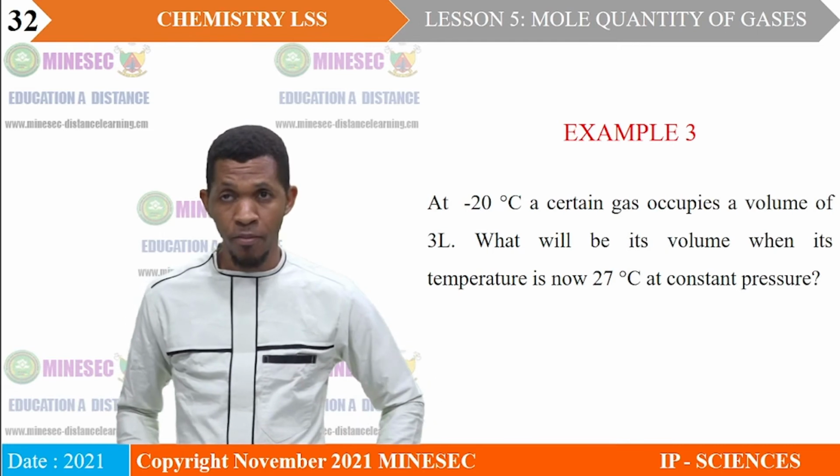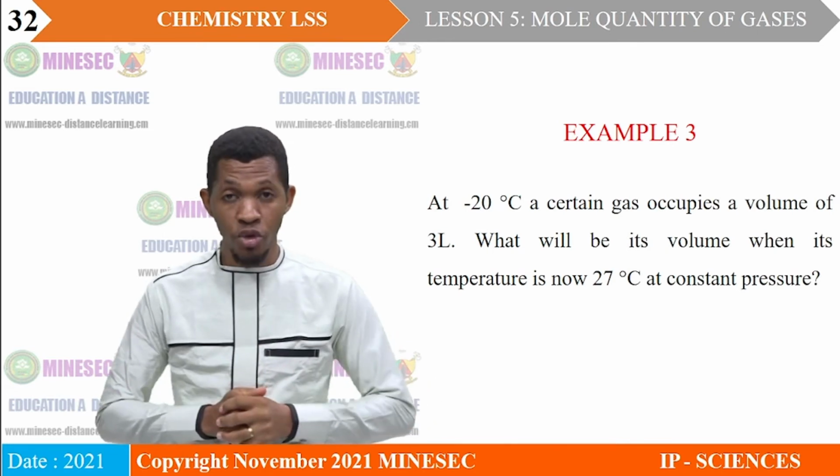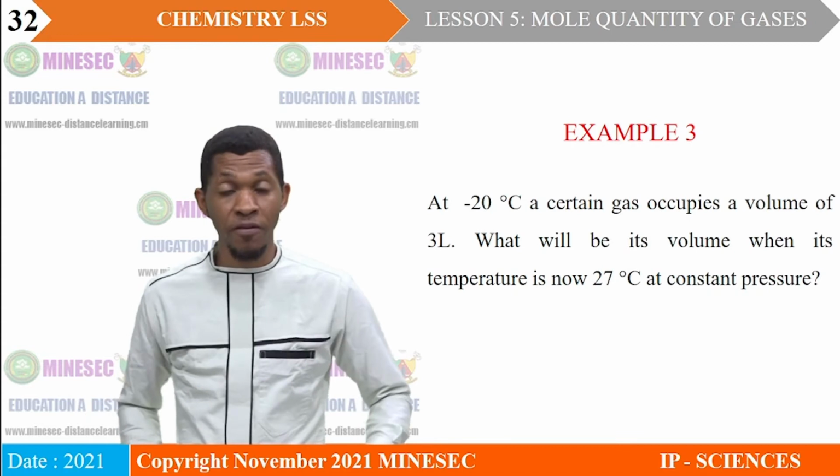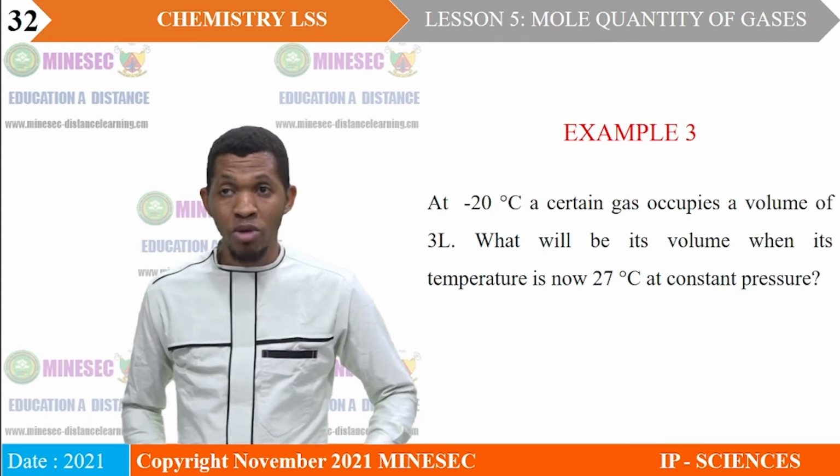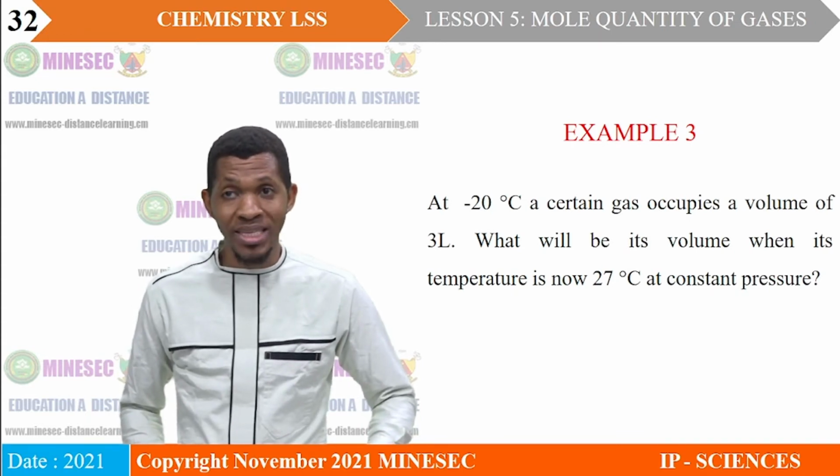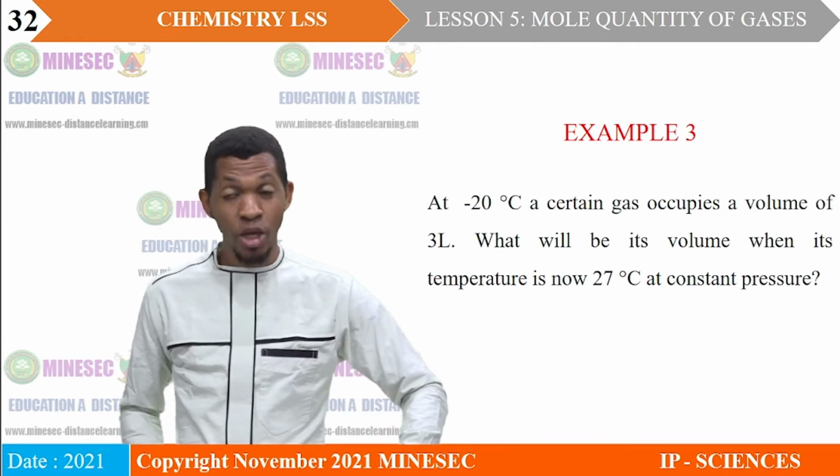Example 3. At negative 20 degrees Celsius, a certain gas occupies a volume of 3 liters. What will be its volume when its temperature is now 27 degrees Celsius at constant pressure?